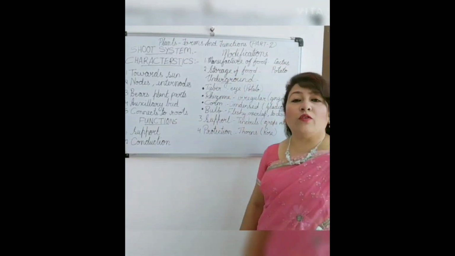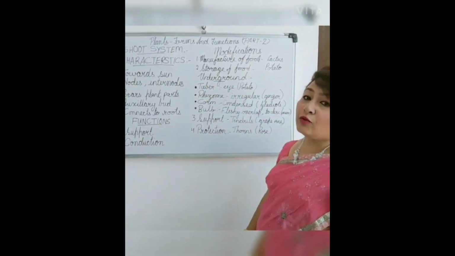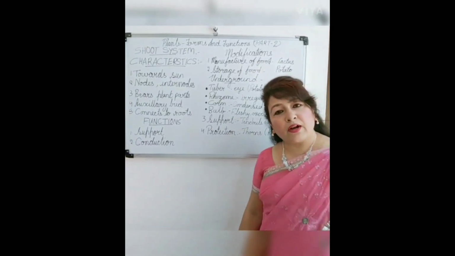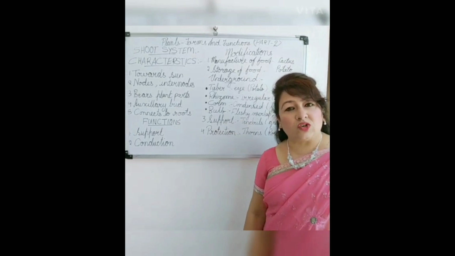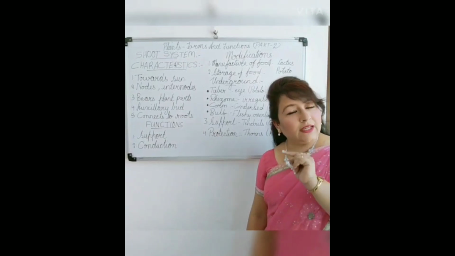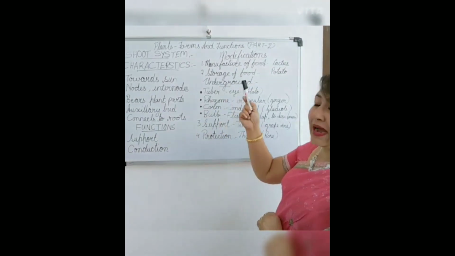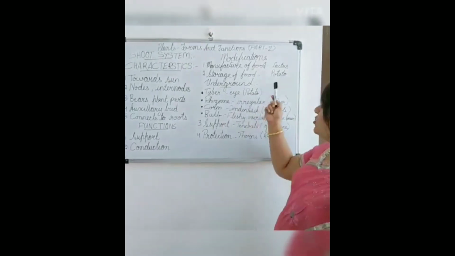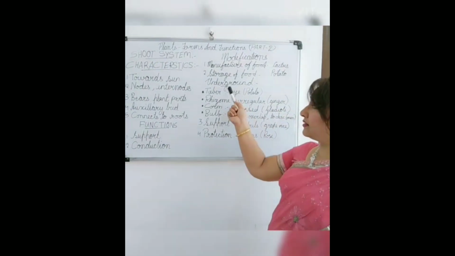The modifications of stem are as follows. The first one is for the manufacture of food. Manufacture of food in the stem. You will say, ma'am, you have taught us that the leaves prepare food. But there is a special type of stem in the cactus. It has no leaves, children. So the cactus is green in color because it has chlorophyll and does the function of a leaf and manufactures the food. Now this food is stored inside the stem also, as in the case of potato. Even cactus stores the food in it. The potato also stores. But the speciality of some stems is that they are underground modified stems.